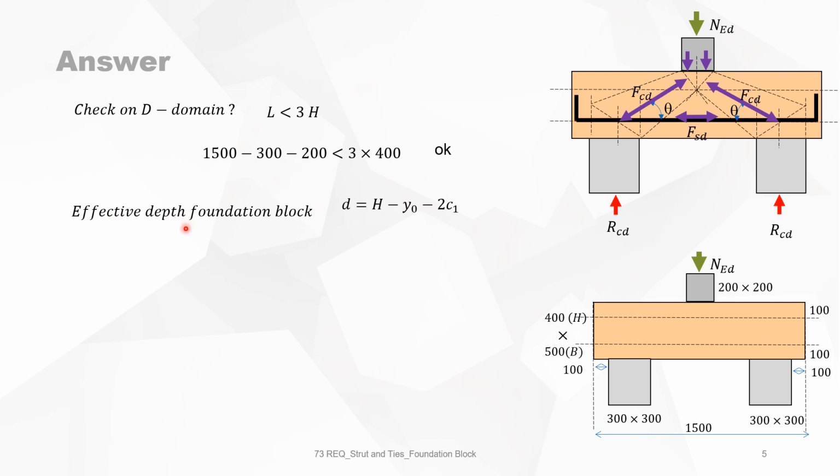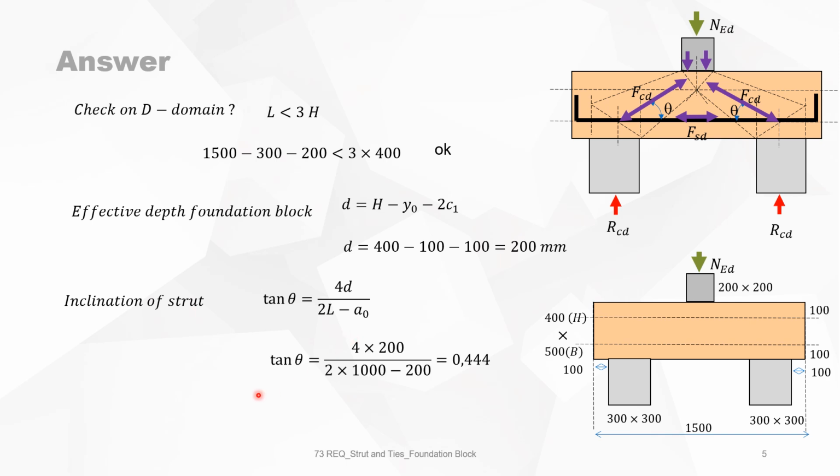The effective depth of the foundation block, D, is then H, the total depth, minus the point of gravity, Y0, and minus the point of gravity at the bottom, minus 100. So D is 200 millimeters. The inclination of the strut, theta: tangent of theta is then given by 4D divided by 2L minus A0. And when we put in some numbers, we find that the tangent of theta must be 0.44, or theta is 24 degrees. So this is quite steep, but it's still okay because it's bigger than 22 degrees.